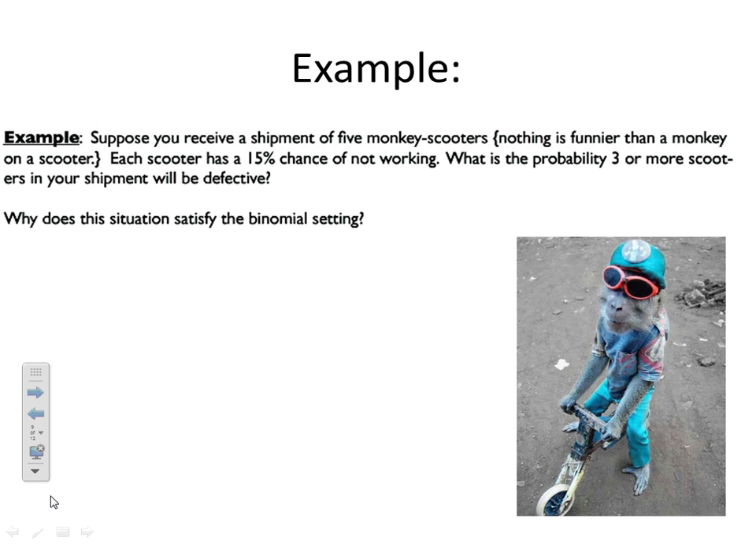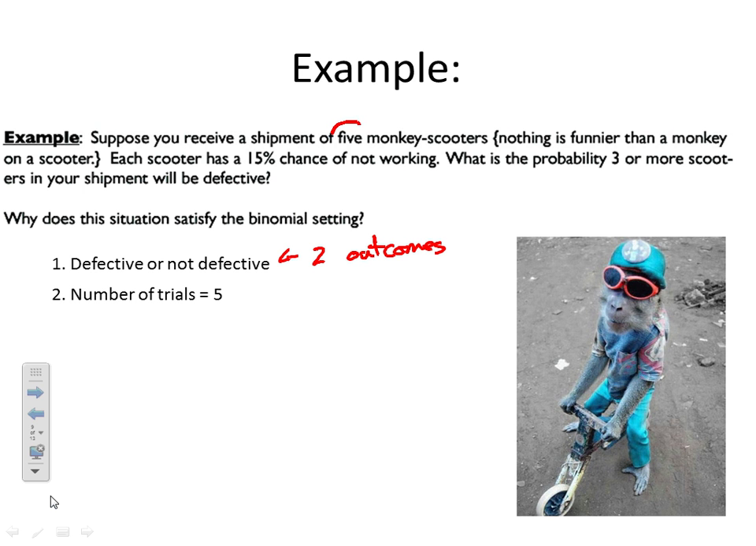So why is it binomial? Well, first things first, there are 2 possible outcomes. They either work or they don't. The next, we've got a set number of trials. We have 5 scooters that we're going to try. Each scooter is independent. As you get them out of the box, one's not going to affect the next. And the probability that they're defective isn't changing. It's always going to be 0.15.